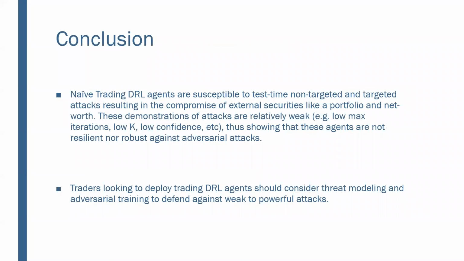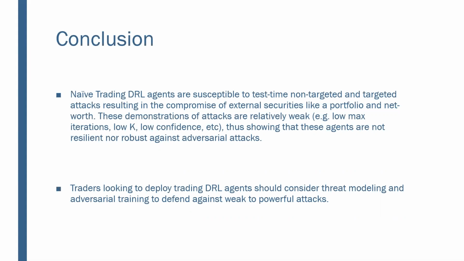Conclusion. So naive trading DRL agents are susceptible to test time non-targeted and targeted attacks, resulting in compromise of external securities like portfolio or network. As we saw before, these parameters that we tested at were not necessarily strong. So that means that these agents are particularly weak and brittle to weak attacks in general.